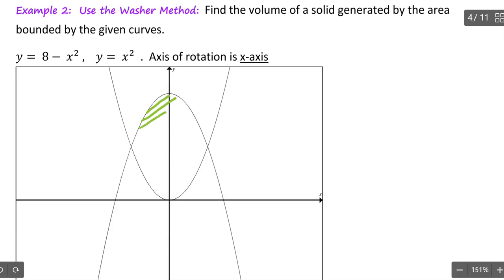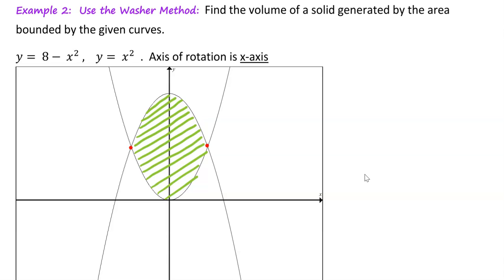In this particular example, I have two parabolas. The points of intersection of these two parabolas are actually here, this point and this point. These two points are the A and the B that we are talking about. So here, A, B. Let's write down the formulas that we need to work with.